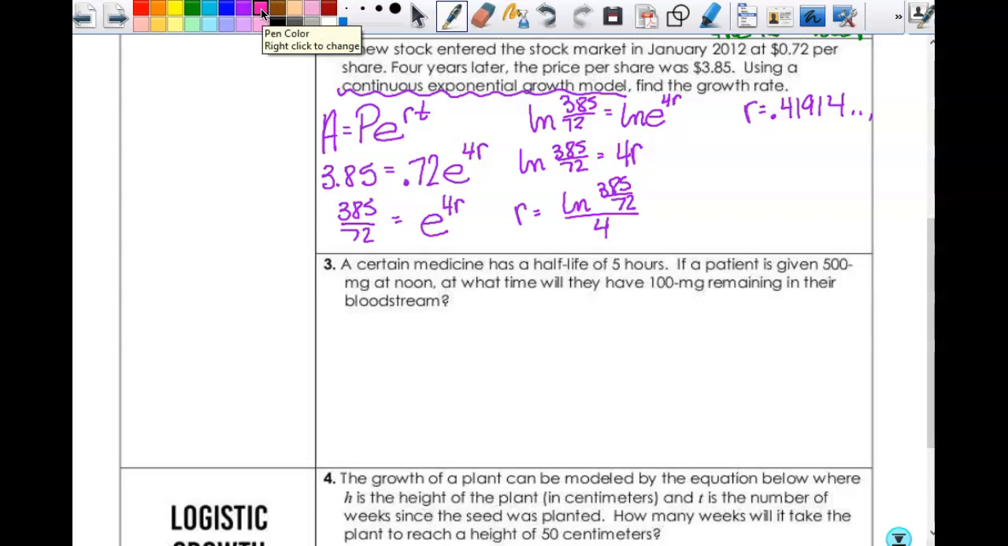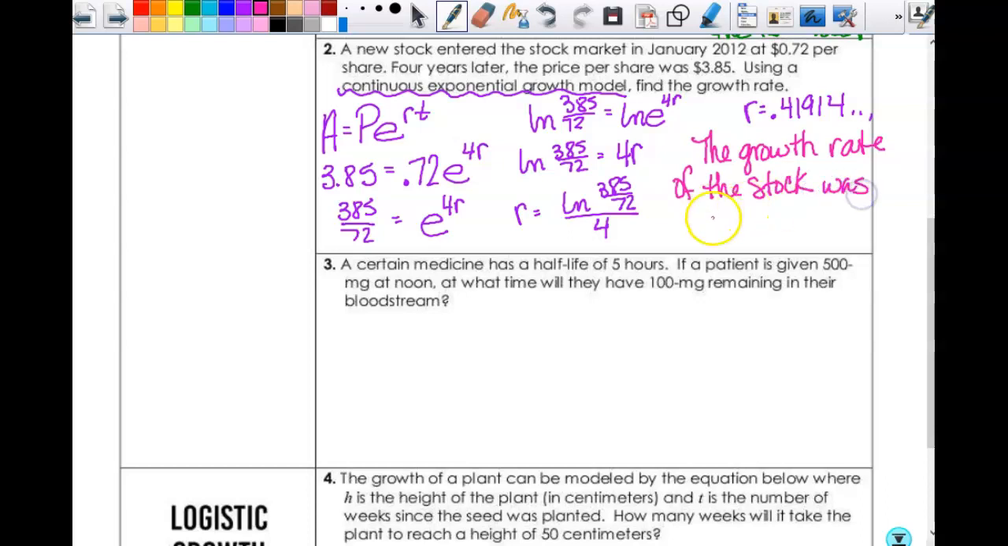So did we get 0.41914? Yes? All right. And then, so it just says find the growth rate. So I can say the growth rate of the stock was what? 41.914%. That is a lot. It's the kind of stock you want to buy into, right? Okay, what questions do we have?